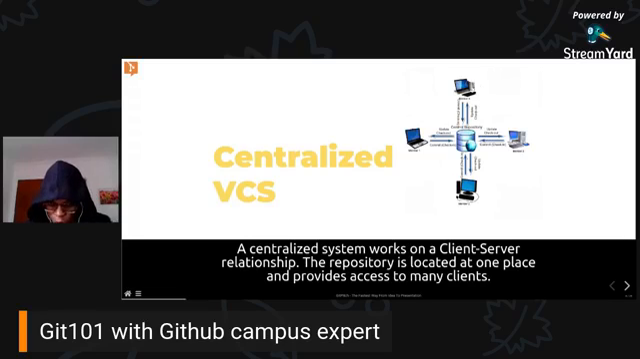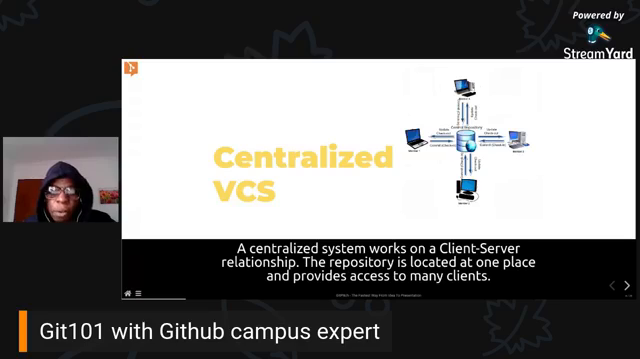The first one that we're looking at is the centralized version control system. The centralized system works on a client-server relationship. The repo is located in one place and it provides access to many clients. If you're working on a huge project that multiple developers are working on, every developer can have access to, let's say, the master branch.